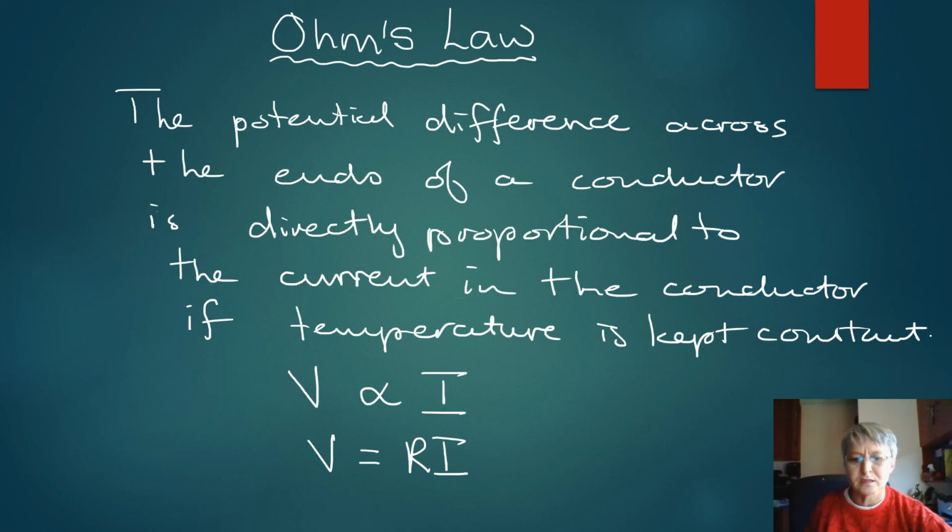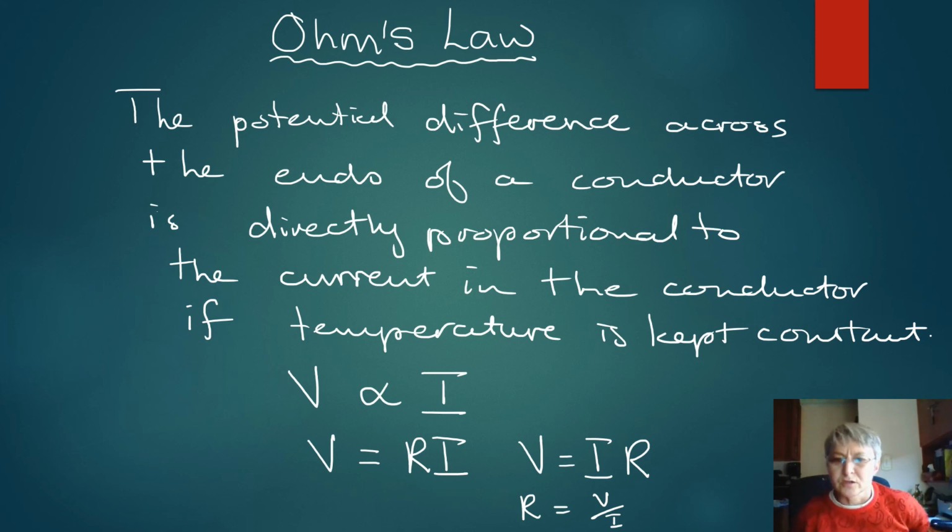So basically I can rewrite that equation into a more familiar form, V equals I times R, or R is V over I. We'll discuss Ohm's law in more detail on another occasion.